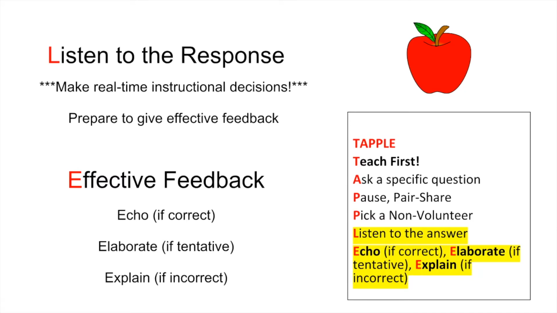Elaborate. If the student's answer is a little tentative, you should elaborate it, rephrase it, and make it more clear. And lastly, explain. If multiple students answer your question incorrectly, you need to reteach.